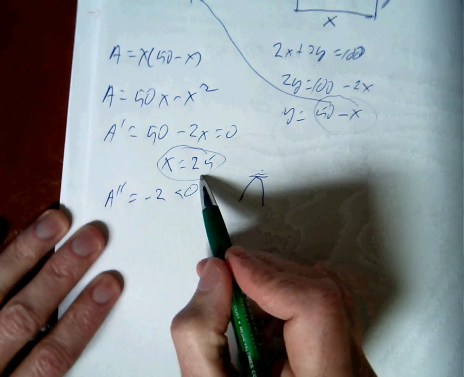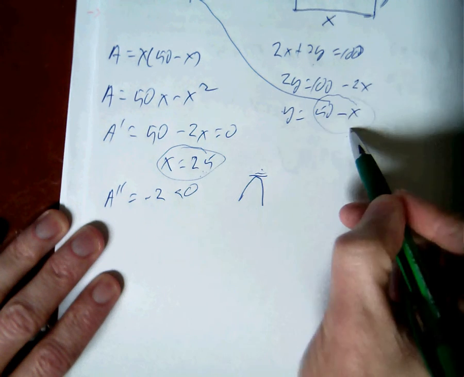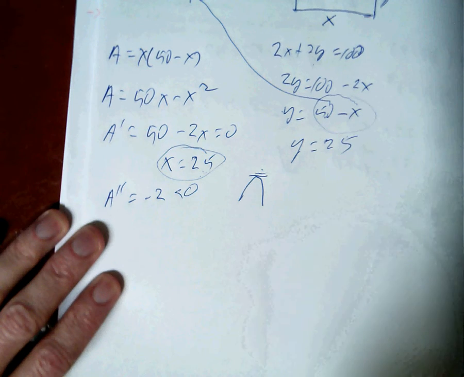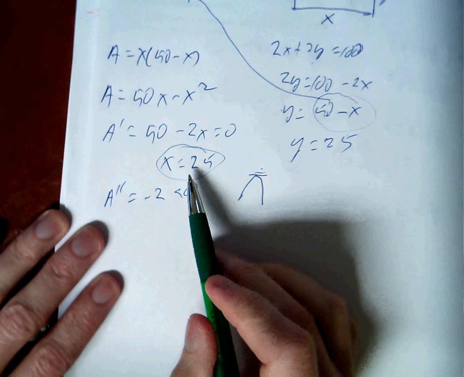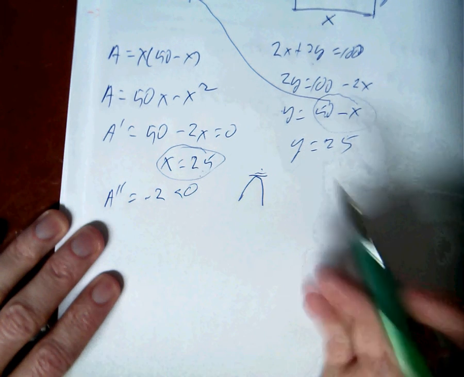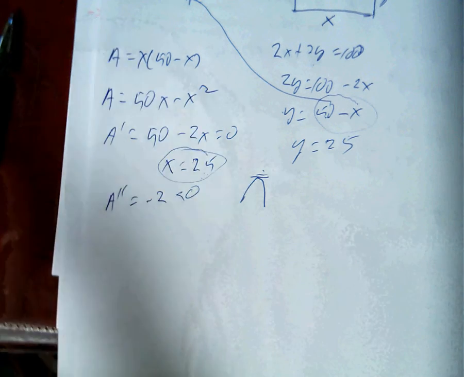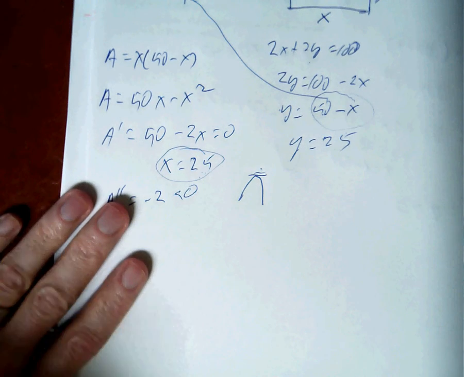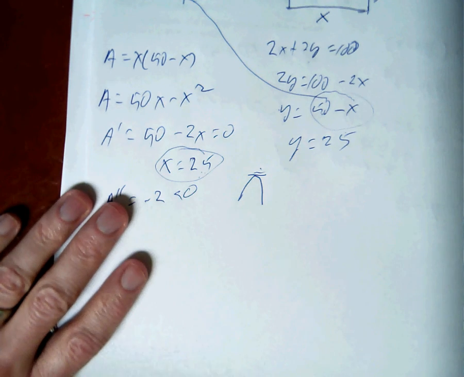They're asking for dimensions, and so when I find dimensions, I need to figure out the y value. So I plug the 25 up here, and that's going to give me y is equal to 50 minus 25, which gives me 25. And what I end up finding is that the dimensions that give the greatest area are a square, which should make sense. Pretty much whenever you're dealing with symmetry of any object, all the sides are going to be equal. So it turns out the greatest area is going to happen when you have an equilateral triangle. Greatest area of anything is when all the sides are the same.